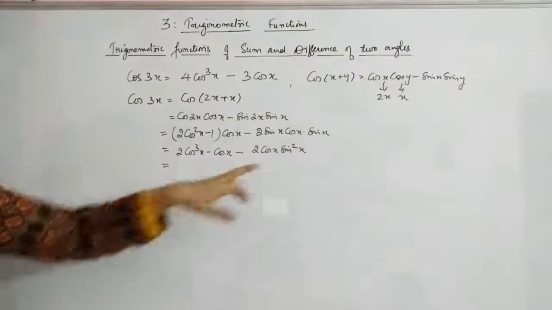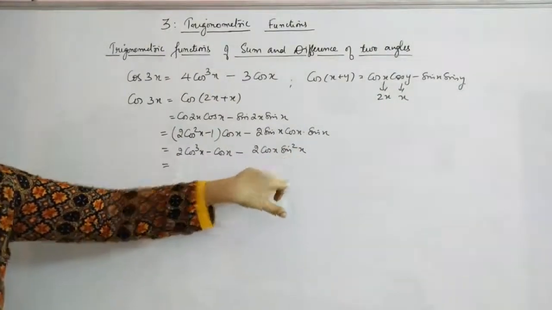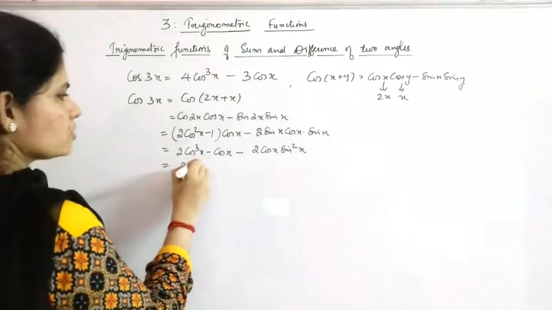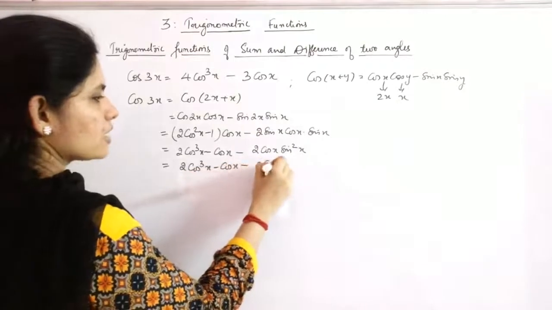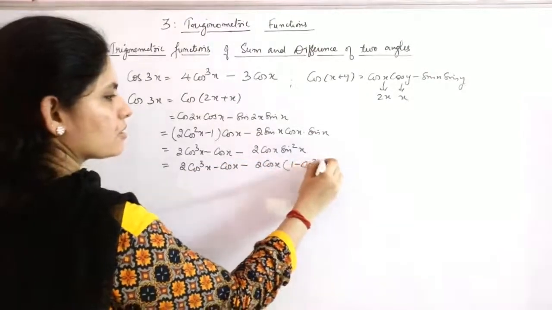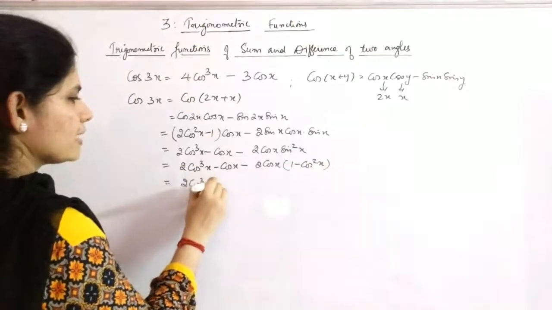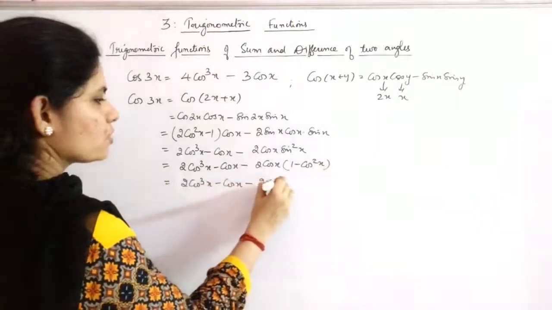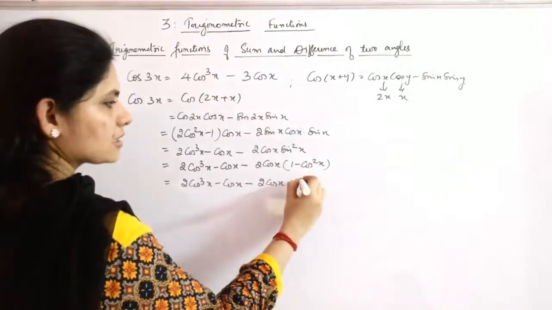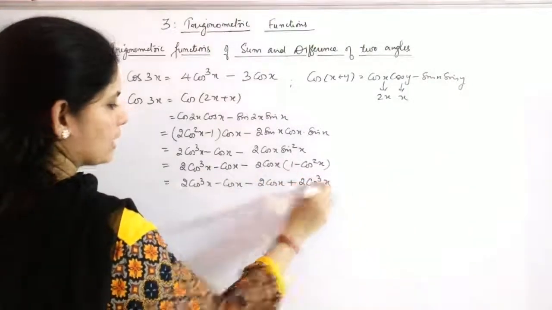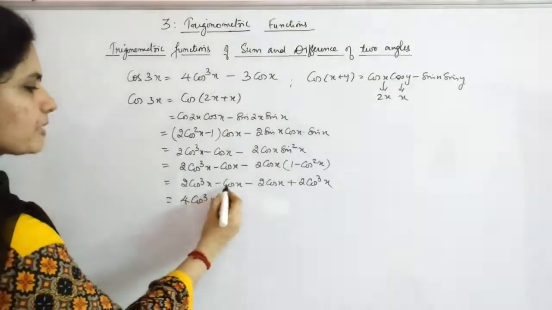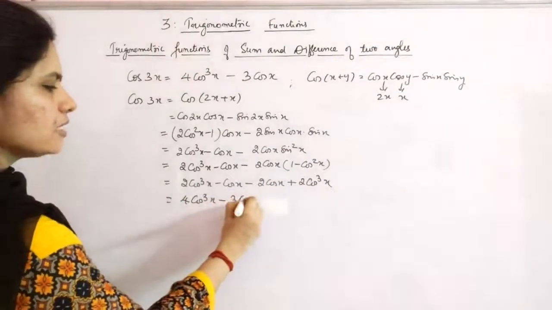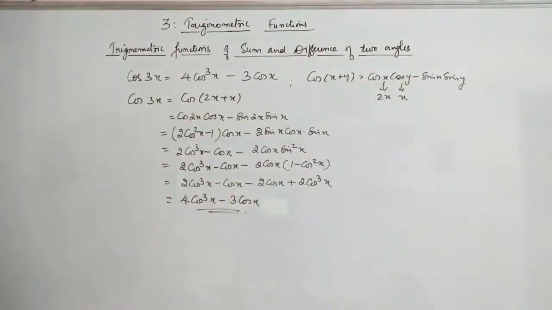Now again we don't need any sine term, so we are replacing this sine square with 1 minus cos square. So you will get 2 cos cube x minus cos x minus 2 cos x into 1 minus cos square x. This will give you 2 cos cube x minus cos x minus 2 cos x, minus into minus plus 2 cos cube x. Now you can see 2 cos cube x plus 2 cos cube x will give you 4 cos cube x, minus cos x minus 2 cos x will give you minus 3 cos x. So your formula is cos 3x is equal to 4 cos cube x minus 3 cos x.